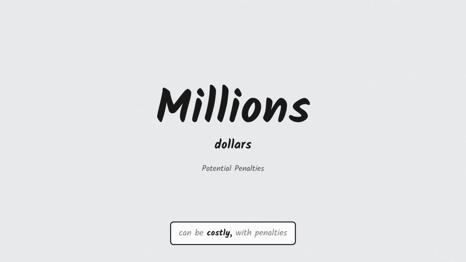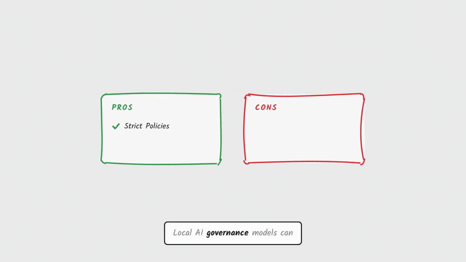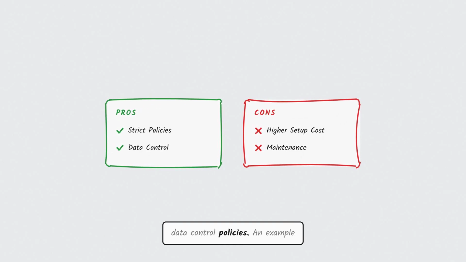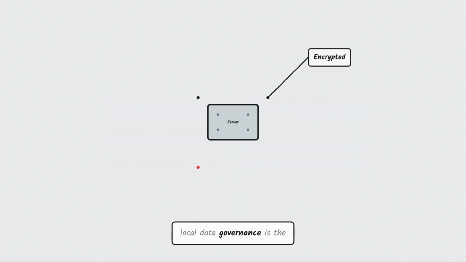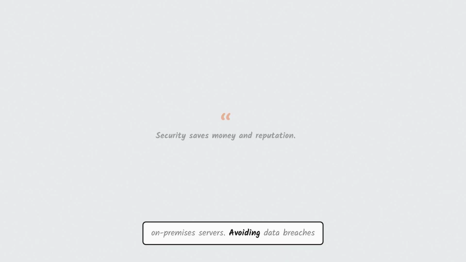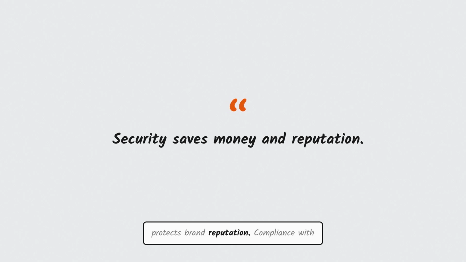Data breaches can be costly, with penalties reaching millions of dollars. Local AI governance models can help mitigate these risks with strict data control policies. An example of local data governance is the use of secure on-premises servers. Avoiding data breaches not only saves money, but also protects brand reputation.